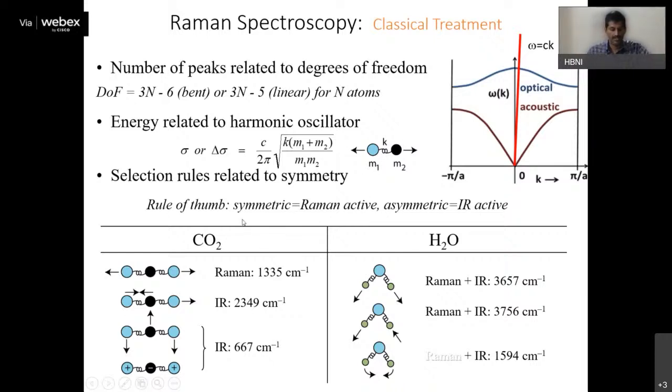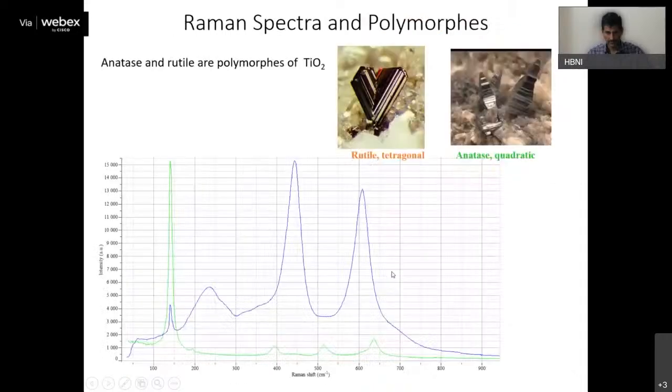As I already mentioned, the activity of a particular mode depends upon the symmetry. So basically, if the vibration is symmetric, most likely it will be Raman active. If it is asymmetric, then it will be IR active. The activity of Raman or IR depends upon the polarizability. In case of Raman, it is the derived polarizability: if it is non-zero at equilibrium condition, then it will be Raman active.